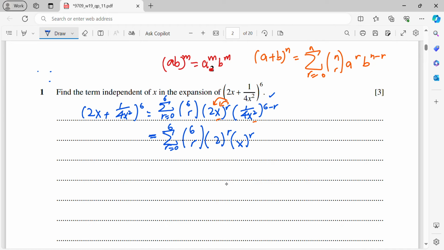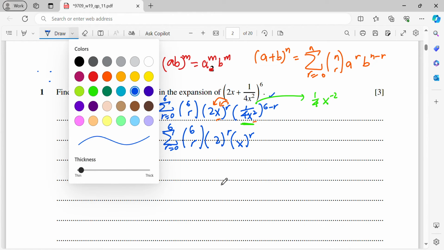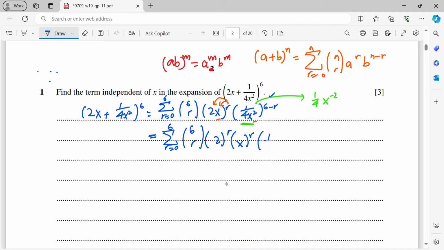Okay, then for the second term here, look at here, I have 1 over 4x squared. So this part I can split into two terms. That is 1 over 4, then x to the power negative 2. Okay, then now I will bring in the degrees as well. So it becomes 1 over 4 to the power of 6 minus r. Then the x squared you move up becomes x to the power of negative 2 to the power of 6 minus r.